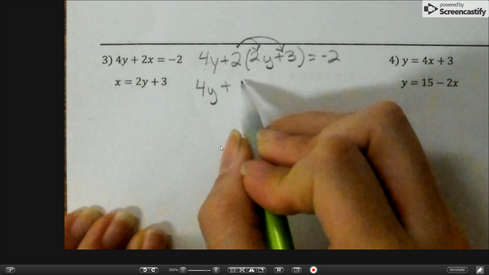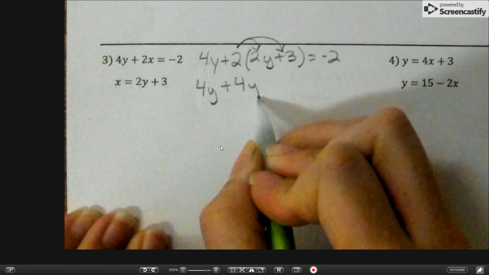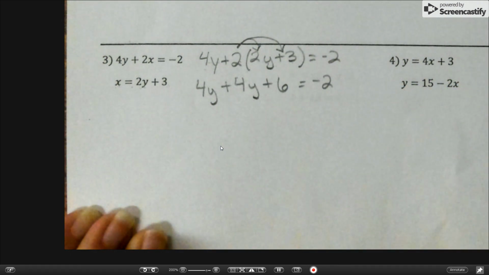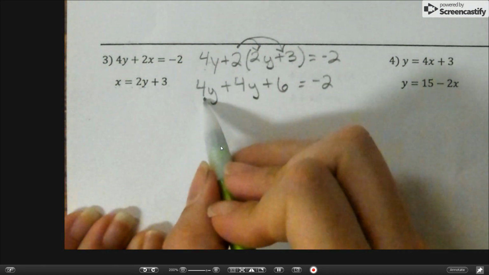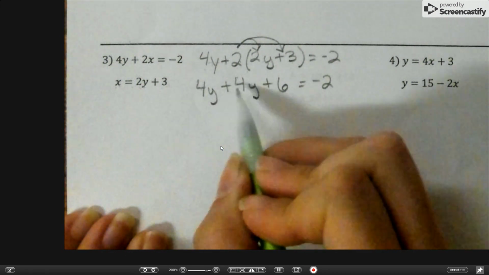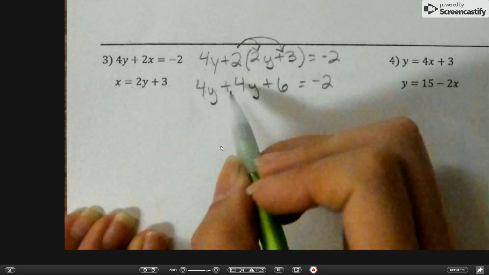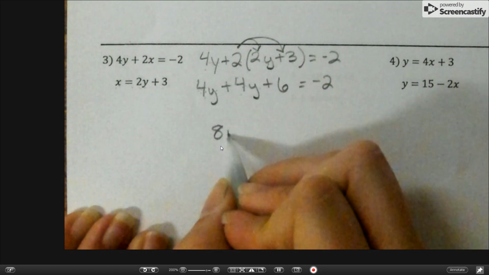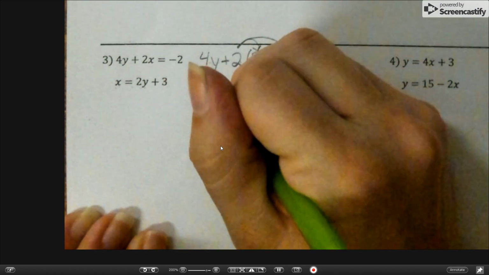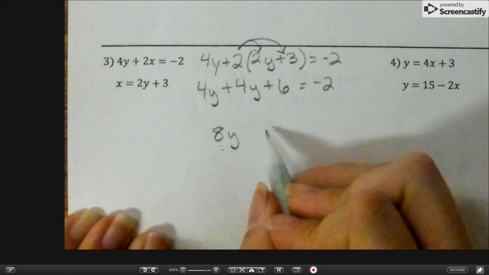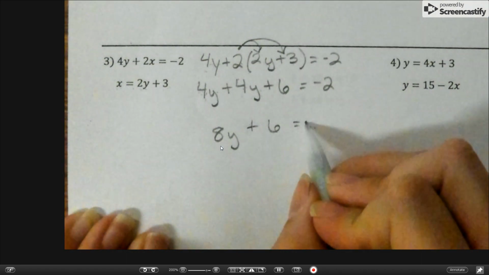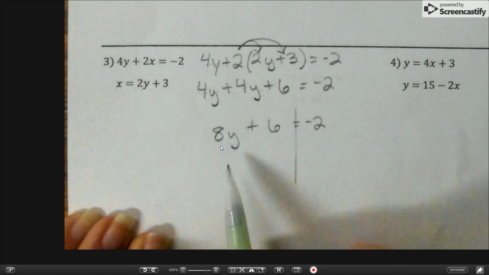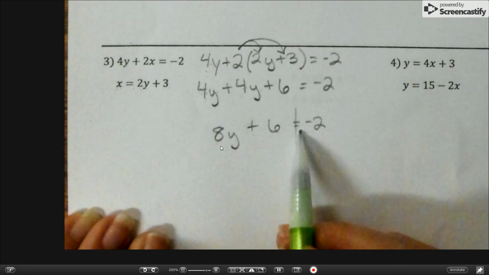So we have 4y plus 2 times 2y is 4y, and 2 times 3 is 6. And I just brought down the rest. Over here we have 4y plus 4y. Those are like terms because they both have y's. So we can add those two coefficients together, the two numbers in front. We're going to get 4 plus 4 is 8. And then I'm going to bring down the plus 6 and the negative 2. Now this looks a little bit better. That's what we're used to. So we have 8y plus 6 equals negative 2.